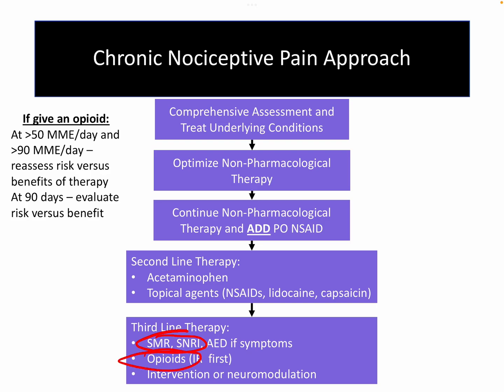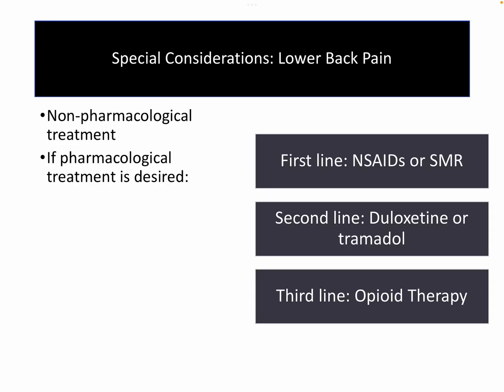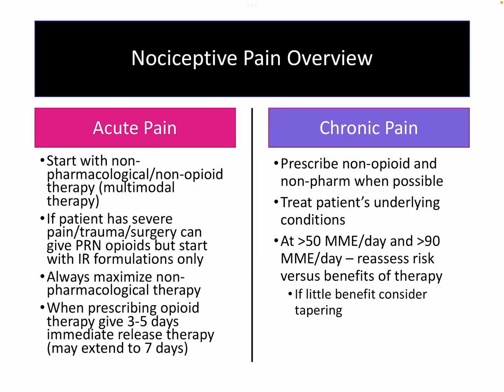Opioids are considered third-line agents. Tylenol and topical agents are considered more second line. PO NSAIDs are after non-pharmacological therapy, etc., etc. And once again, you can see these lower back pain considerations. I just wanted to bring back that skeletal muscle relaxers are actually a little bit higher here, followed by duloxetine. And then third line, once again, is opioid therapy.